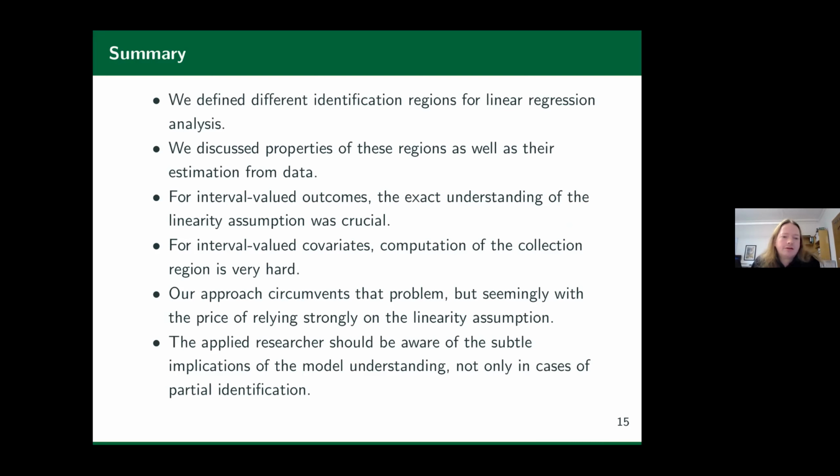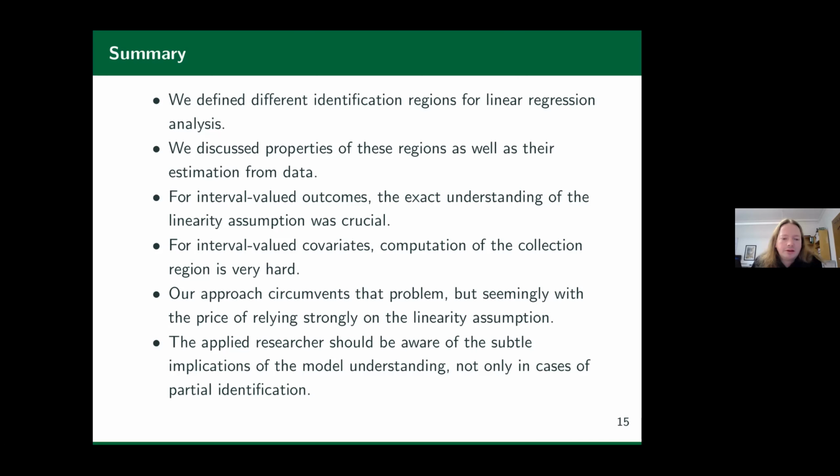And now I would like to conclude. We have defined different identification regions for linear regression analysis. We discussed some properties of these regions and shortly touched the problem of estimation from data, which was simply replacing all unknown terms with sample analogs. What's interesting for me, at least, is the role of this model understanding. If I really assume a linear relationship, then I come to other conclusions compared to if I do not assume this.